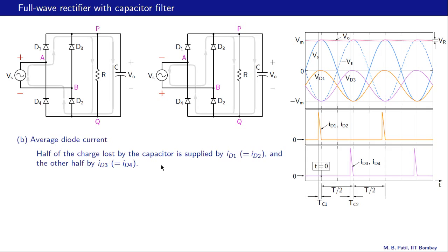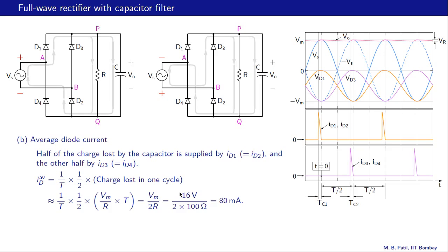And therefore we can write the average diode current, let's say through D1, as 1 over T times half of the charge lost in one cycle. And the charge lost in one cycle is easy to calculate. It is simply the resistor current, the average current, times the time period T. And so this T cancels and we end up with Vm by 2R. So that's 16 volts by 2 times 100 ohms, which is 80 milliamps.